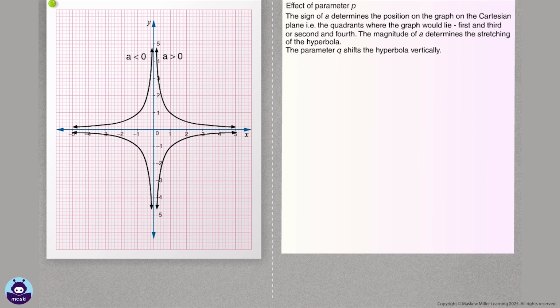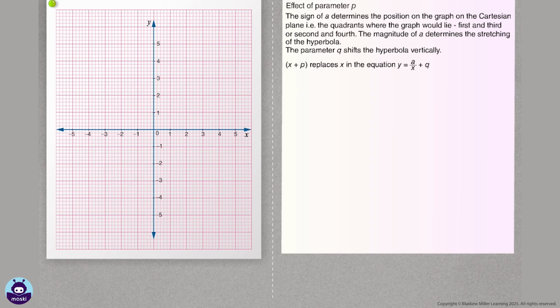The magnitude of a determines the stretching of the hyperbola. The parameter q shifts the hyperbola vertically. Now we introduce another parameter p in the equation by adding p to x in the equation. Let us study its effects on the hyperbola. The general form of the hyperbolic function now becomes y equals a over x plus p plus q.